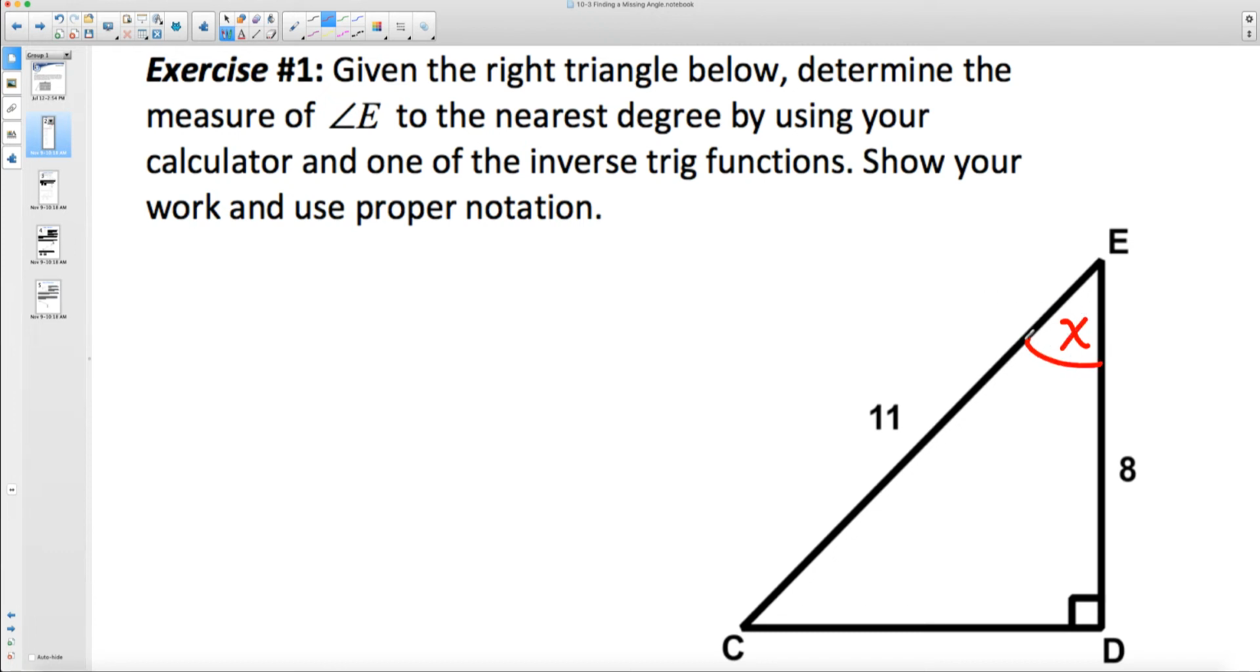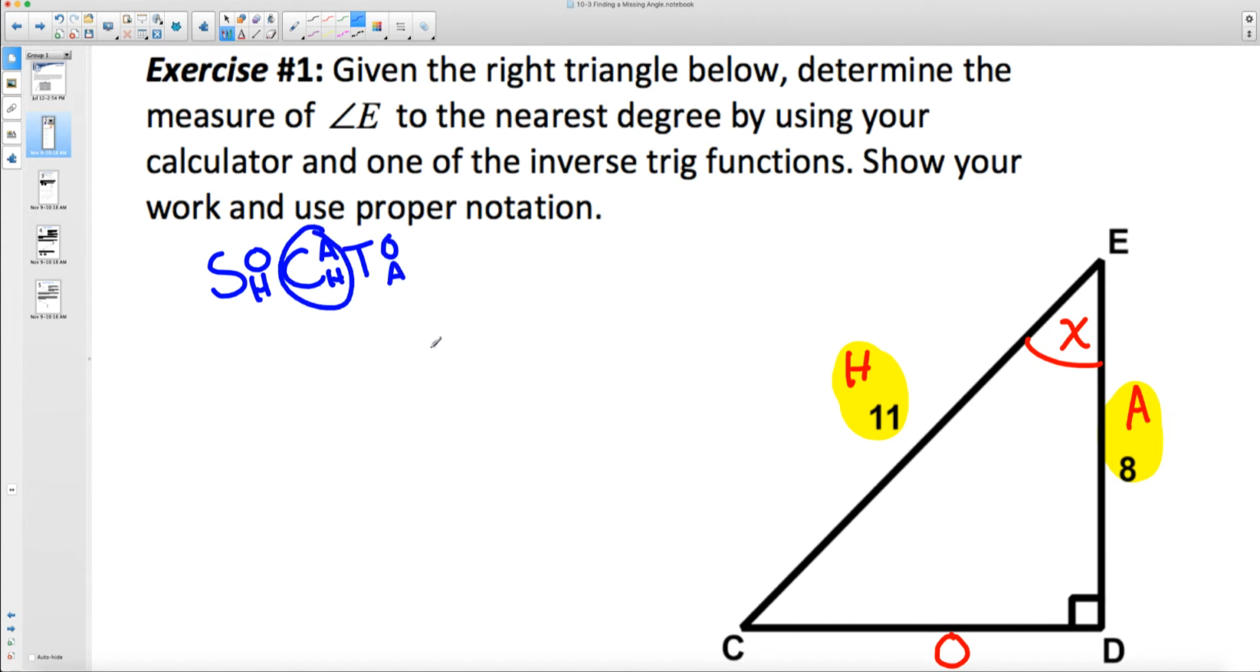We're looking at it from the perspective of angle E, which means we can start labeling our triangle. Across from the right angle is the hypotenuse. Across from the angle is the opposite, and right next to it is the adjacent. We have a number on the hypotenuse, and we have a number on the adjacent. That means that we are working with the cosine function. Again, remember, if it helps, you can write out SOHCAHTOA. In this case, we're dealing with adjacent and hypotenuse, so that's the cosine function.